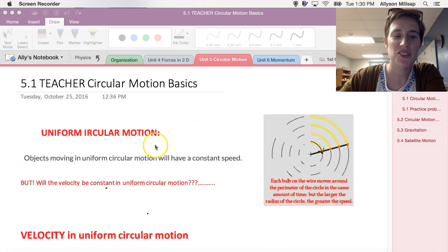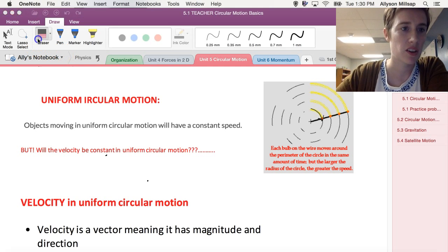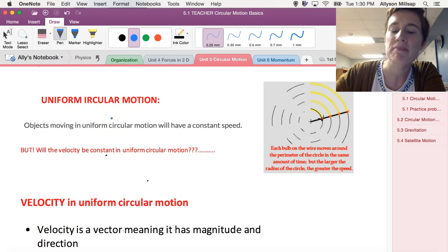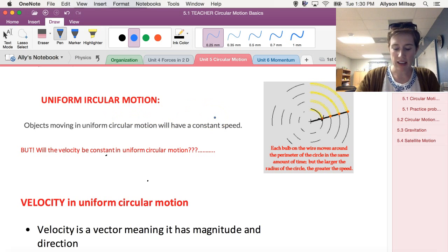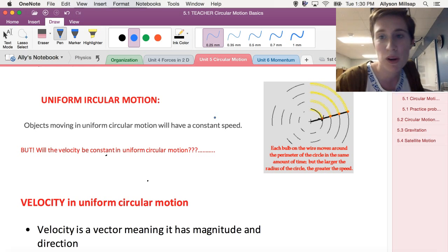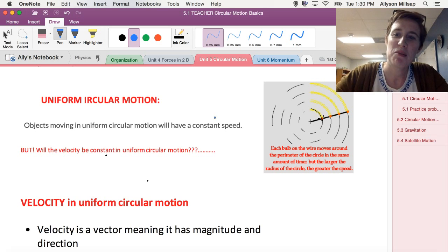Hey guys, welcome to 5.1 where we're going to talk about uniform circular motion, although I see that I wrote uniform circular motion, but I mean circular motion. It's the first video in Unit 5, and it's actually a pretty easy video, so you don't have to worry about your head spinning at the end of the video from all the hard problems.